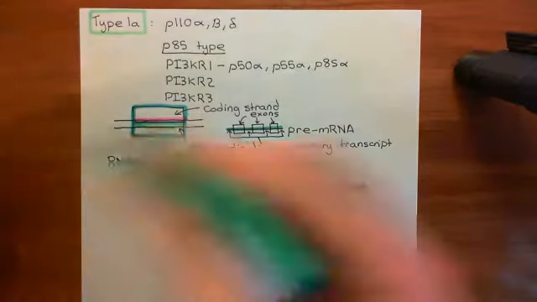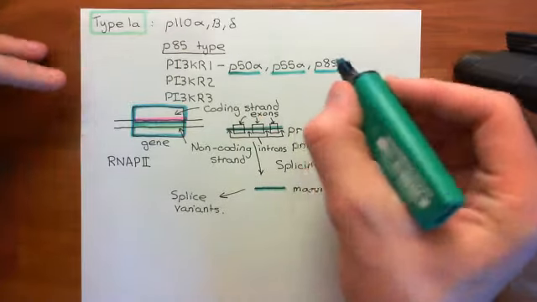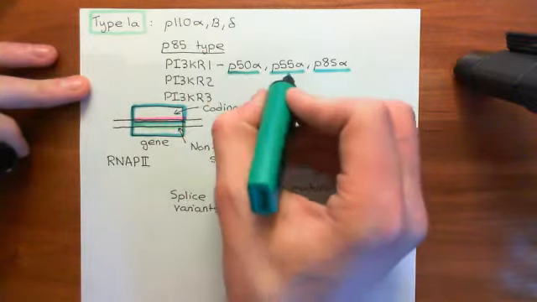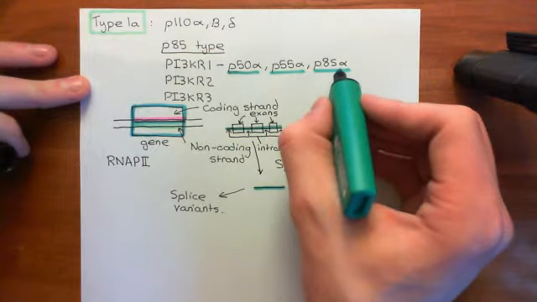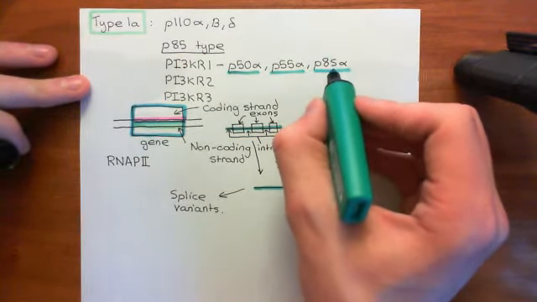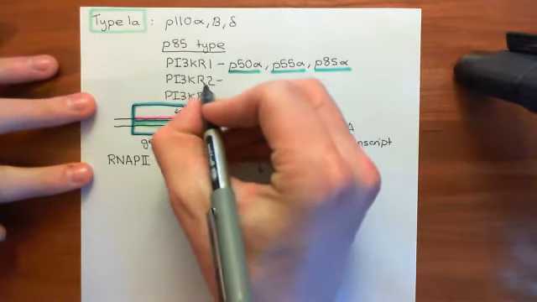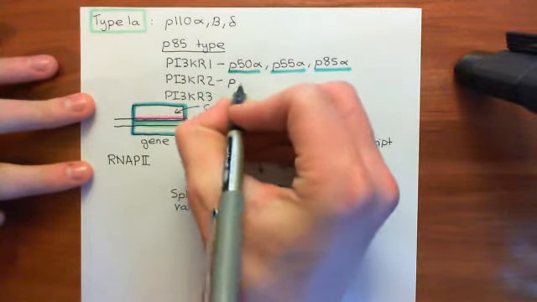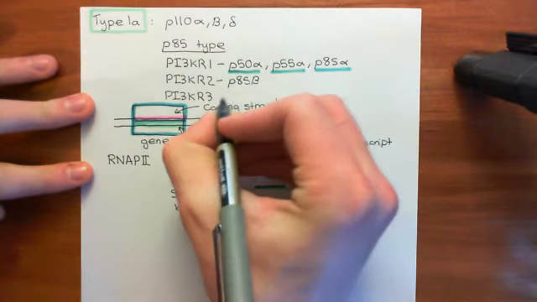Okay, so those 3 proteins, P50 alpha, P55 alpha, and P85 alpha, they are all produced by the same gene, but they're different splice variants. This one is a shorter version of this one. It doesn't have some of the additional bits that the P85 alpha protein actually has. Then for the Pi3-Kinase R2 gene, it's more simple. There is just one protein that you can then produce from this, and this is called the P85 beta protein.